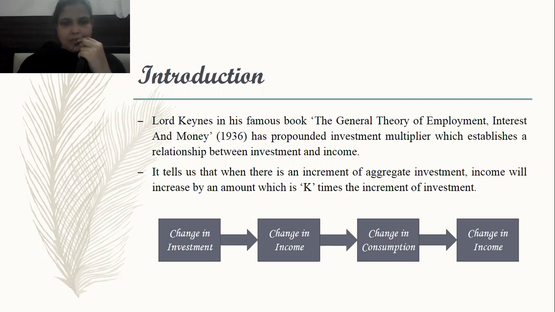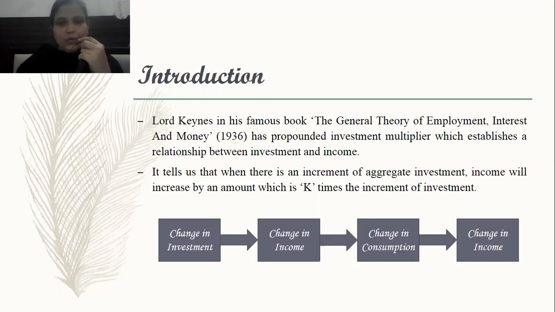The multiplier law was given by Lord Keynes in his famous book The General Theory of Employment, Interest and Money in 1936. It's also called investment multiplier, which establishes a relationship between investment and income. It tells us that when there is an increment of aggregate investment, income will increase by an amount which is K times the increment of investment. K can be of any value like 2, 3.